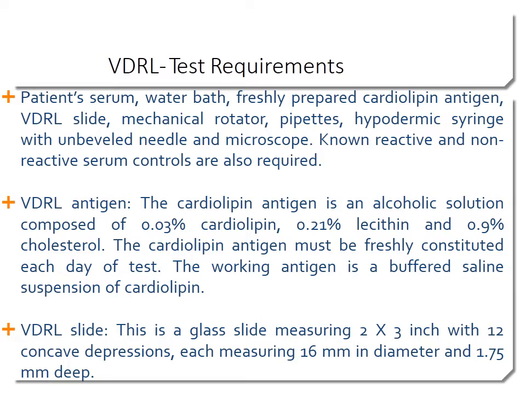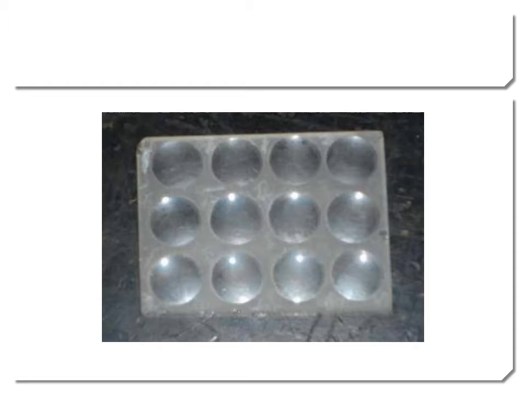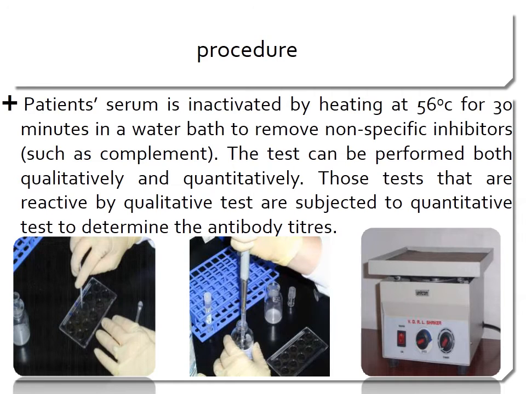VDRL slide. This is a glass slide measuring 2 by 3 inch with 12 concave depressions, each measuring 16 mm in diameter and 1.75 mm deep. So this is the VDRL flocculation test slide. Patient serum is inactivated by heating at 56 degrees for 30 minutes in a water bath to remove non-specific inhibitors such as complement.